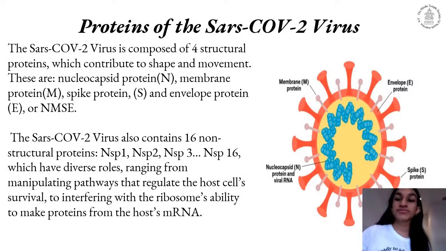Proteins of the SARS-CoV-2 virus. The SARS-CoV-2 virus is composed of 4 structural proteins, which contribute to shape and movement. These are the nucleocapsid protein, membrane protein, spike protein, and envelope protein. The SARS-CoV-2 virus also contains 16 non-structural proteins: NSP1, NSP2, NSP3, all the way until NSP16. These proteins have diverse roles, ranging from manipulating pathways that regulate the host cell's survival to interfering with the ribosome's ability to make proteins from the host cell's mRNA.